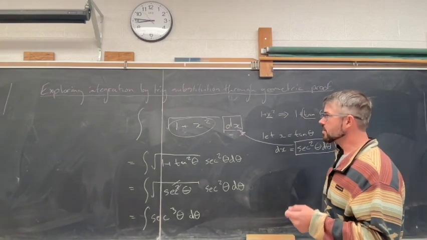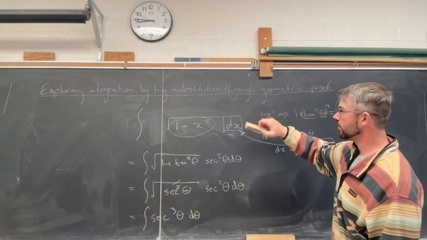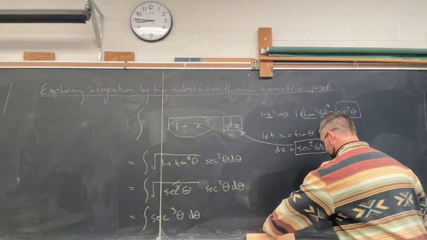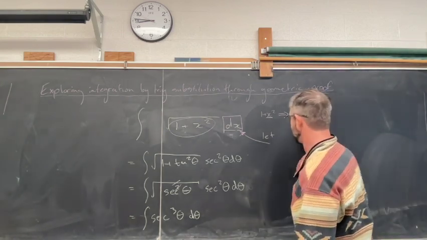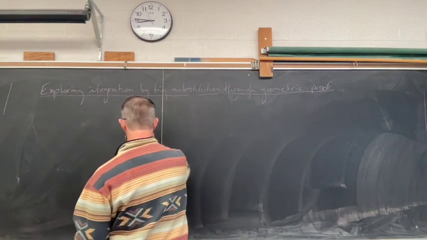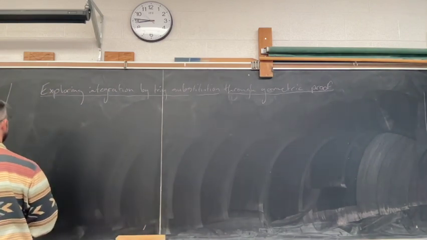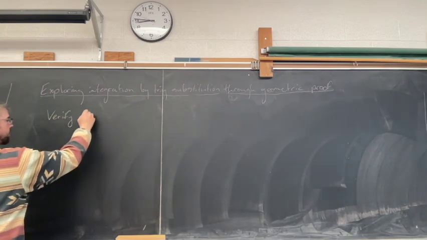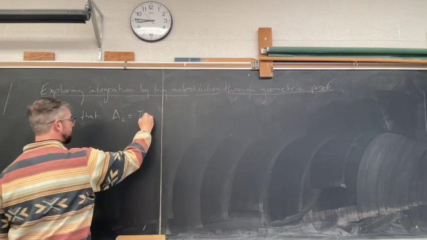So let's go ahead and do the actual thing we said we were going to do, which was explore integration by trig substitution through geometric proof. So allow me to erase, and we'll start off with our geometric statement we're going to verify. This will be a throwback to grade 7 or grade 8 for you. We're going to verify that the area of a circle is equal to pi r squared.